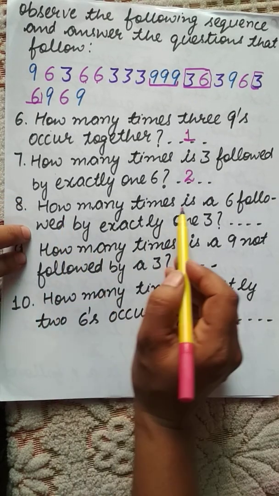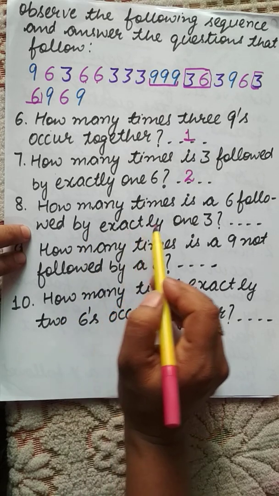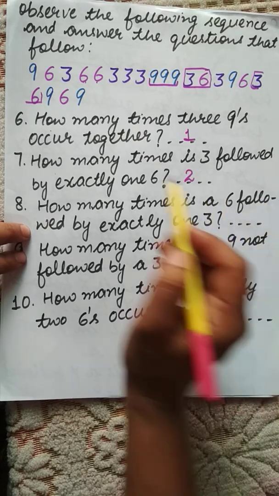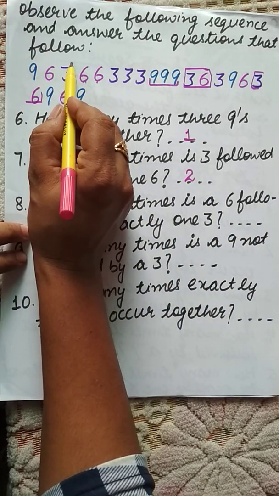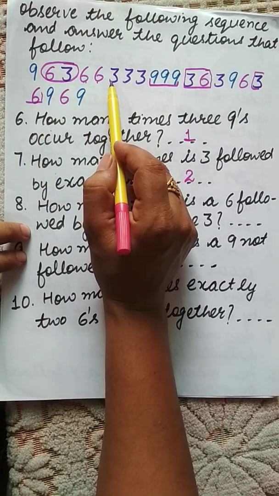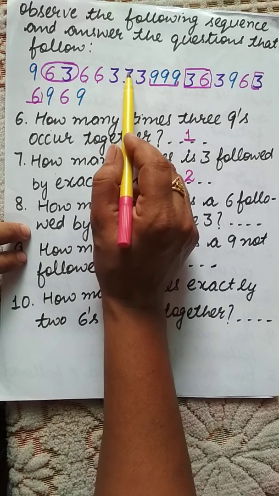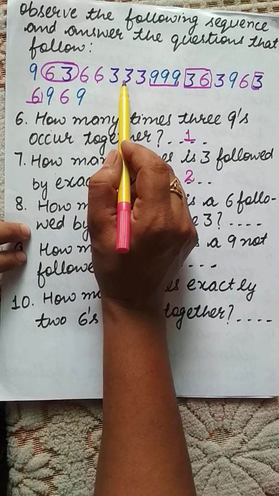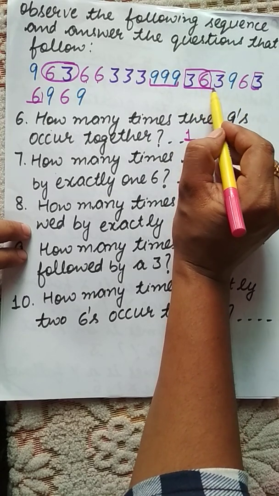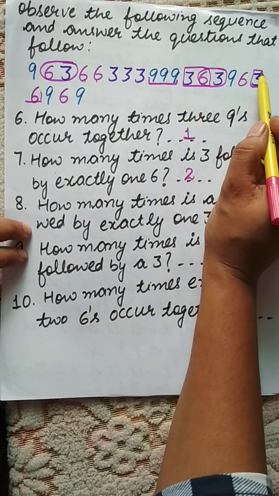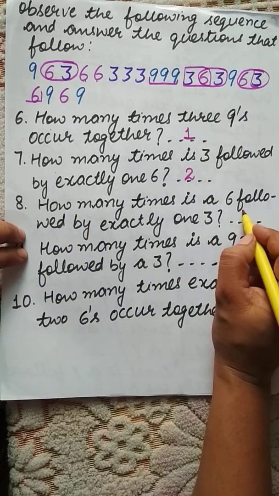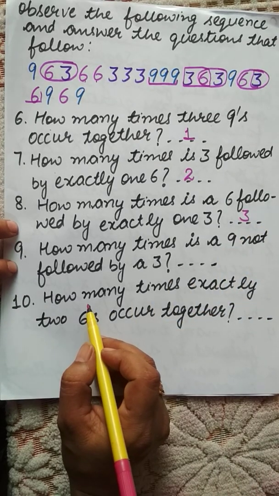Next one is, how many times is 6 followed by exactly 1 3? Now I have to find out the options where 6 is followed by exactly 1 3. So here I have 6 followed by 3. Again this 6 is followed by 3, but there are 3 3s, so I'll not take this option. The second option is this one, 6 is followed by 3. And the third option is this one, where 6 is followed by 3. So we have 3 options where 6 is followed by 3.